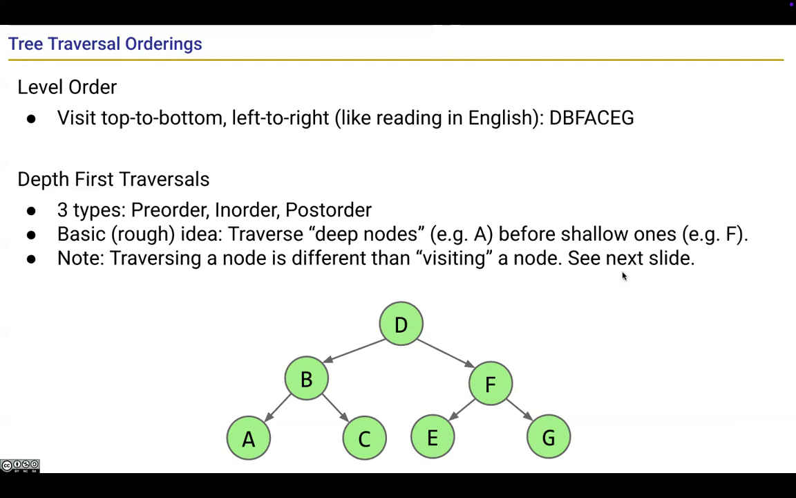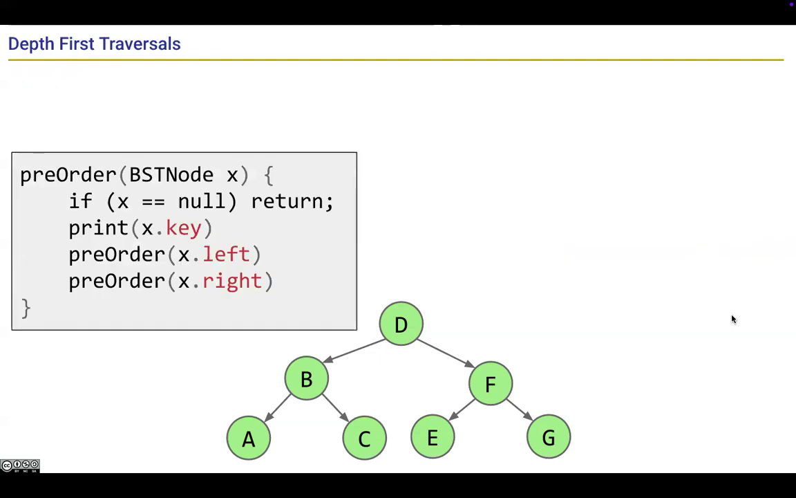And then traversing a node is different than visiting a node. We'll deal with that as we start implementing these things. So pre-order, we're going to try and think through this. If our node is null, we return. Otherwise, we're going to print the key. We're going to pre-order on the left and then pre-order on the right. What happens here? I want you to write down on your piece of paper, given pre-order, how this is going to print.